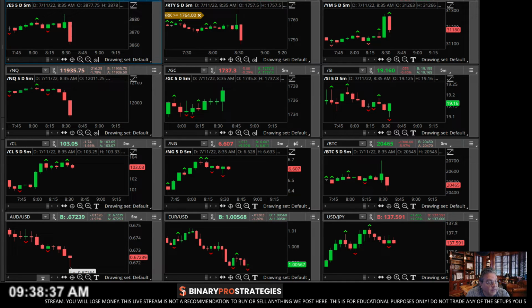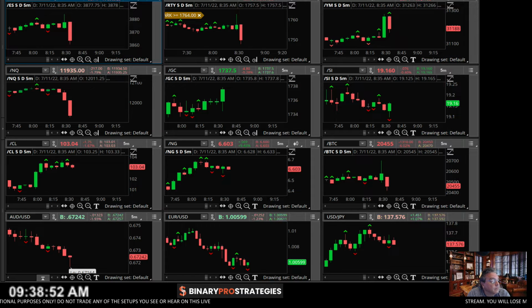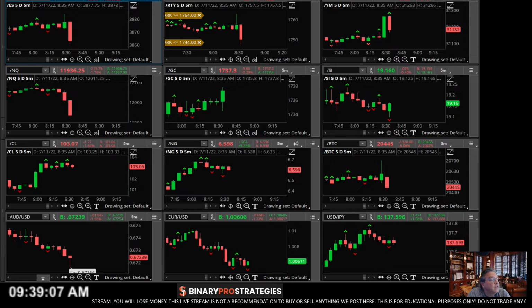All right, target on that. Target on that, on the mini Russell, is going to bring it down to 1744. That is going to be the profit target. HF1 short. Reversal, if we don't hit target on RTY, is going to be 1759.